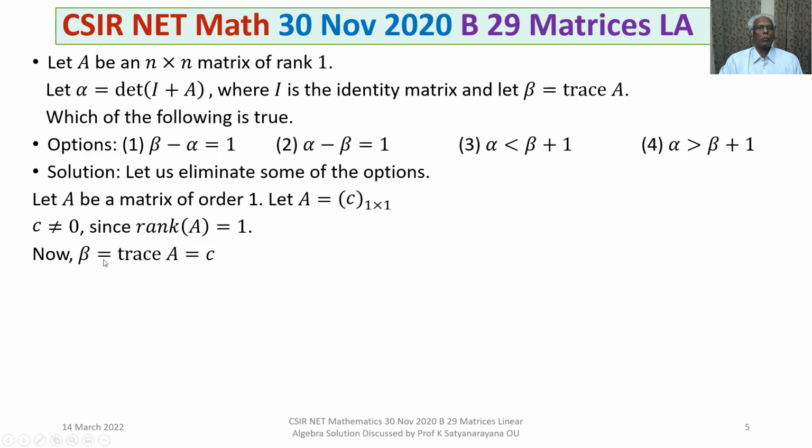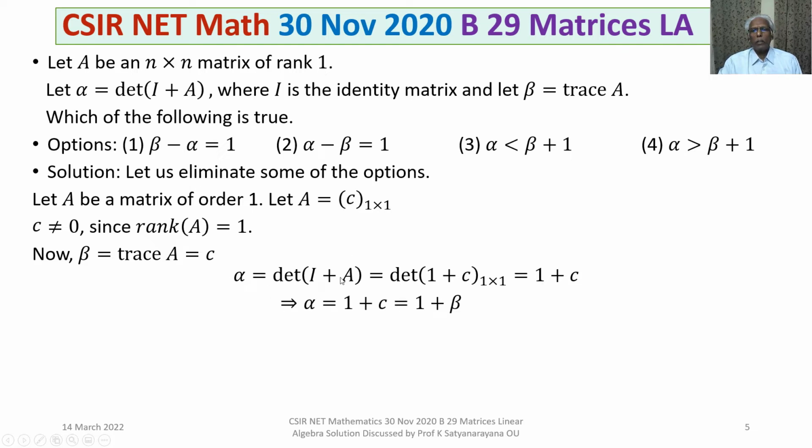Now beta is equal to trace of A, and A is a 1 by 1 matrix whose entry is C. Therefore, trace of A is equal to C. Now, alpha is equal to determinant of I plus A. I is a 1 by 1 matrix and A is a 1 by 1 matrix. Then I plus A is the 1 by 1 matrix 1 plus C, and its determinant is 1 plus C.